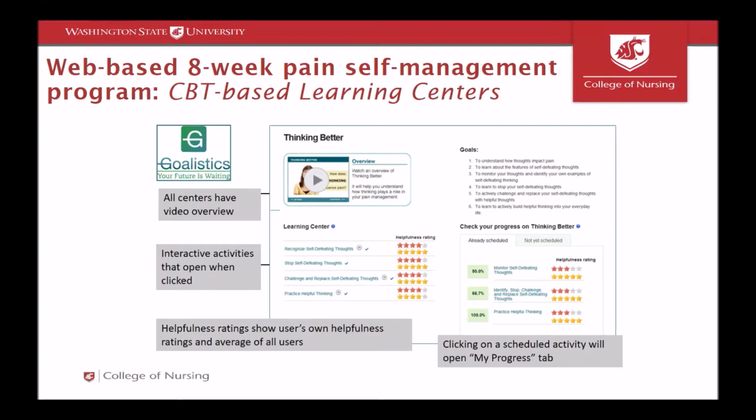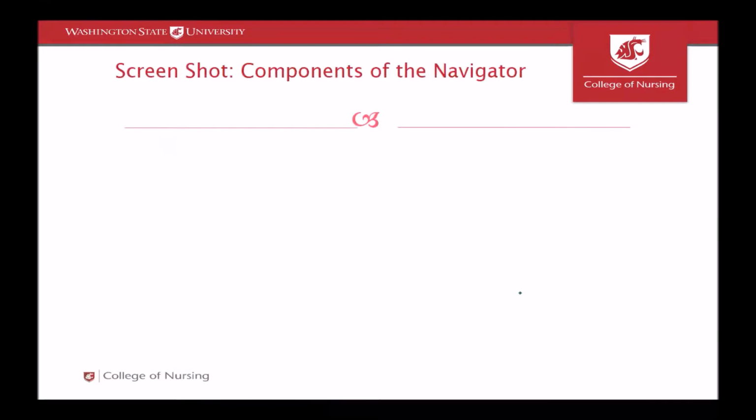Here's just an example of one of the learning centers, Thinking Better, which is designed to help address and recognize self-defeating thoughts, negative thinking related to pain, and catastrophic thoughts such as, this is the worst pain I've ever had, helping people really recognize when they're having those extreme thoughts and trying to replace those with more helpful thought patterns. So all of the learning centers have a video overview, so you can just click on the screen and listen to some information, and then they have these interactive activities that you can click on to engage more directly in things that are unique to your own condition.